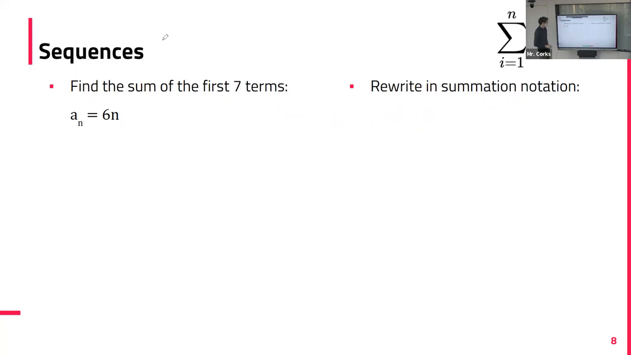All right, let's try this out. We'll also use this to review the formulas that we talked about in our previous class. So let's find the sum of the first 7 terms of this thing. We'll get our number. And then after that, we'll try to rewrite the series here using that summation notation. So try this first, and tell me what you get.